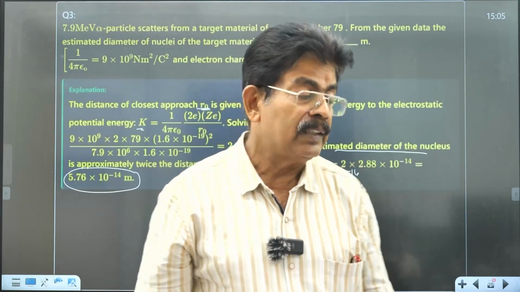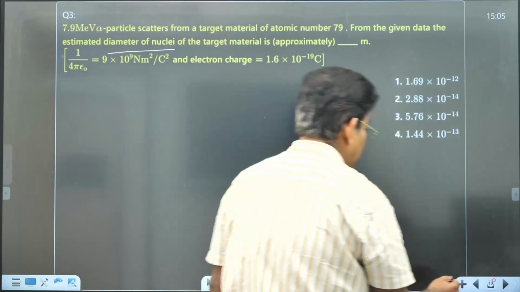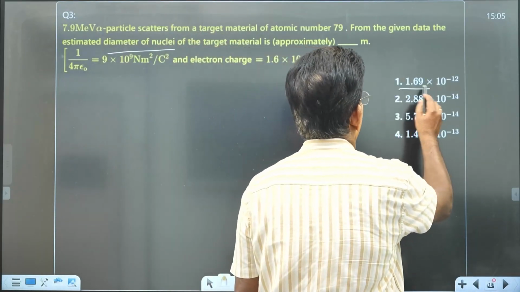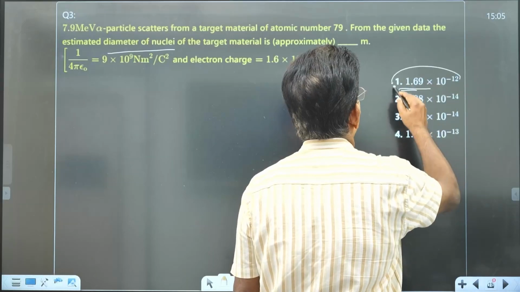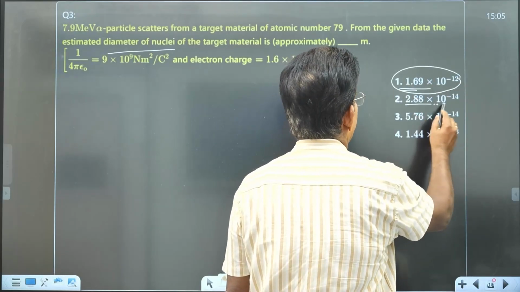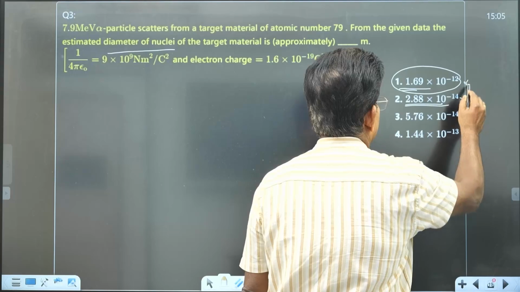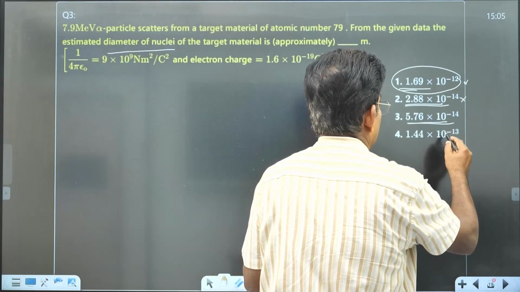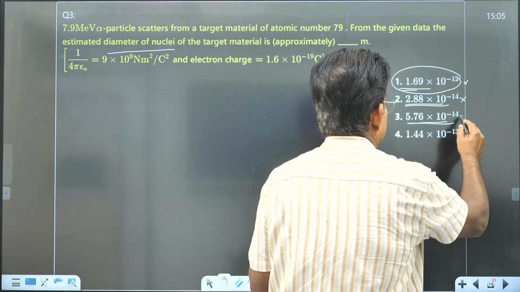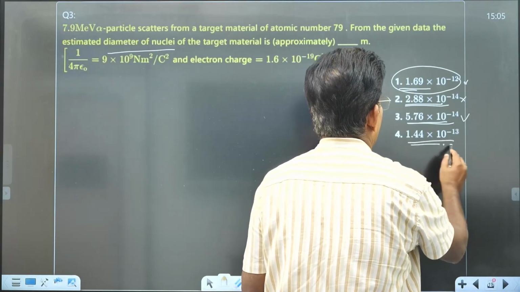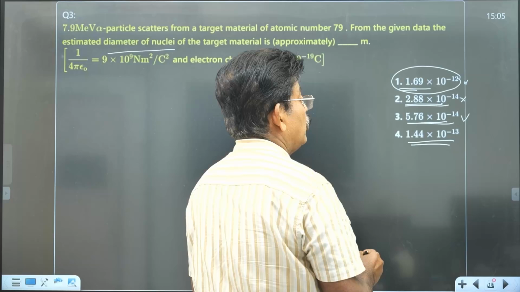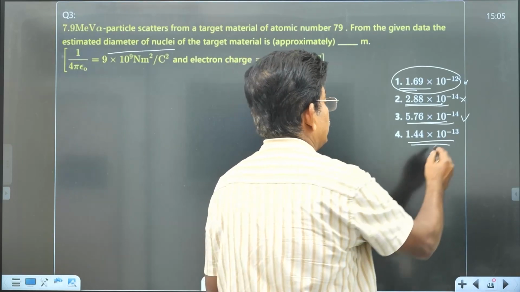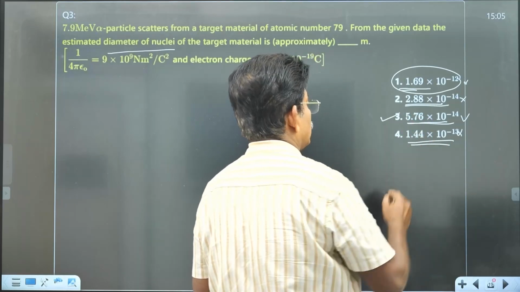Let me come to the options given here. What are the options given? One is 1.69, but this much will not be; it will not be the nucleus order. 2.88 is the radius, this cannot be. 5.6 is double the radius distance of closest approach, so this is the possible value. And this cannot be the possible value because it should be in the order of 1 to 10 Fermi normally, not more than 10 Fermi. So this answer is also not possible. Then this is the possible answer.